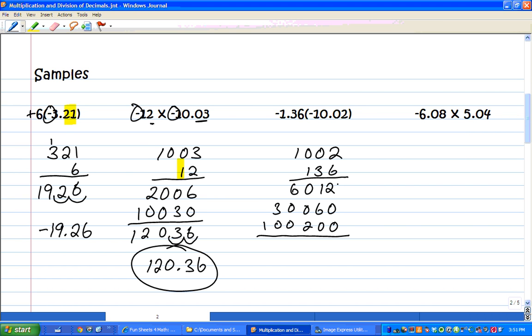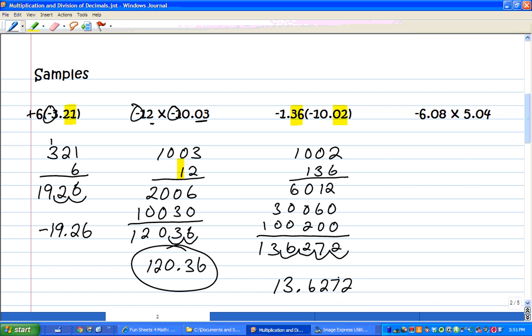And I get 2. And I get 7. And I get 2. And I get 6. And I get 3. And I get 1. Then what I'm going to do is check the number of decimal places. I have 2 here and 2 here for a total of 4. So it needs to move over 4 places. 1, 2, 3, 4. So my answer is 13.6272.